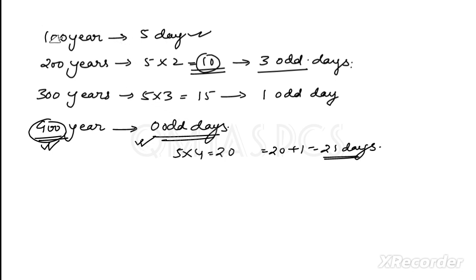So you have to remember this: for 100 years it will be 5 odd days, for 200 it is 3 odd days, for 300 it will be 1 odd day, and for 400 it will be 0 odd days. Is it clear? Okay.